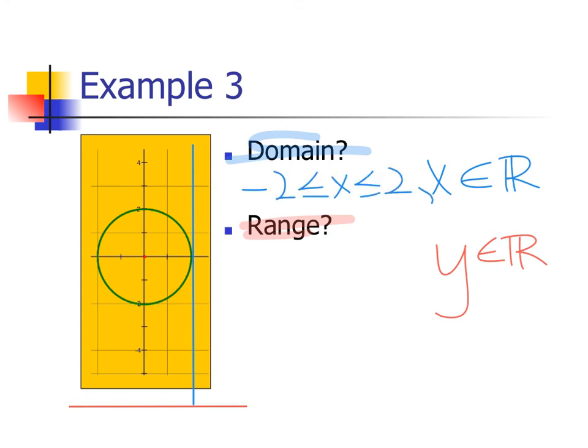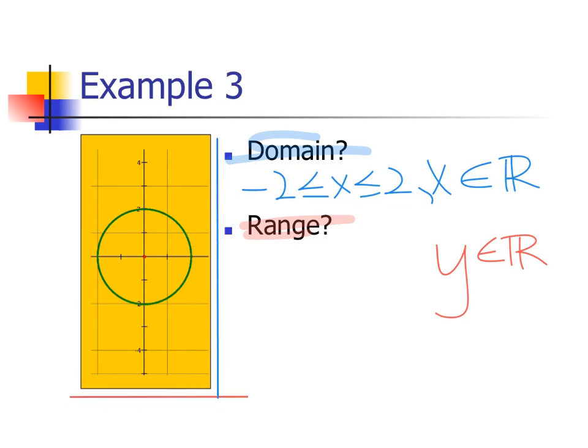You'll notice that I had already written x belongs to R and y belongs to R. That's going to be true for everything in this course. Now I write the domain that x is between -2 and 2, or -2 is less than or equal to x, which is less than or equal to 2.